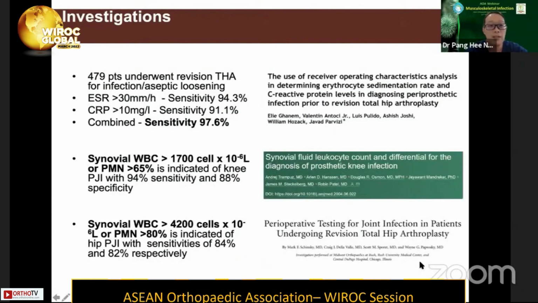Okay, so this is the evidence for ESR and CRP. Strong evidence for ESR and CRP, 97.6%. Synovial cell counts and percentage neutrophils are also very important. I take the cutoff as 2000 per microliter for WBC and 65% for polymorphonuclear cells. Okay, this will give you 94% sensitivity and 88% specificity.